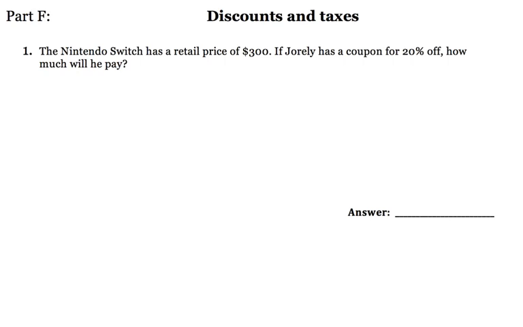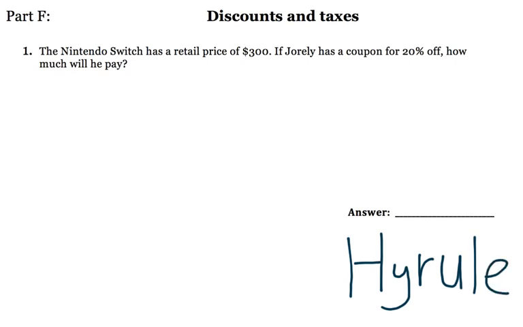The secret word for this section is Hyrule. To repeat, the secret word is pronounced Hyrule. So for this section we'll be doing problems involving discounts and taxes.